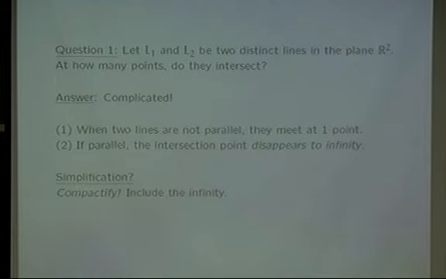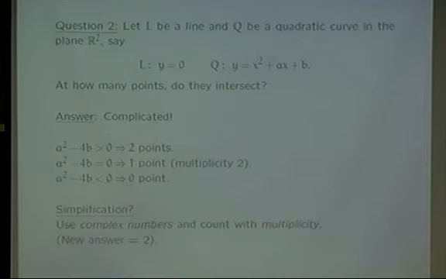Okay, so we learned the lesson. We need the compactification. Second question, suppose you have a line in the plane R2, and suppose you have a quadratic curve y equals x squared plus ax plus b. How many points do they intersect? This problem is also horribly complicated to me. You need to think about three cases, not just two, three.